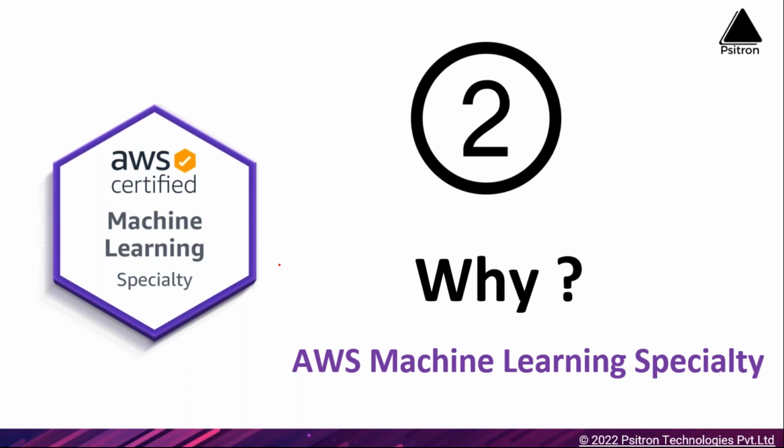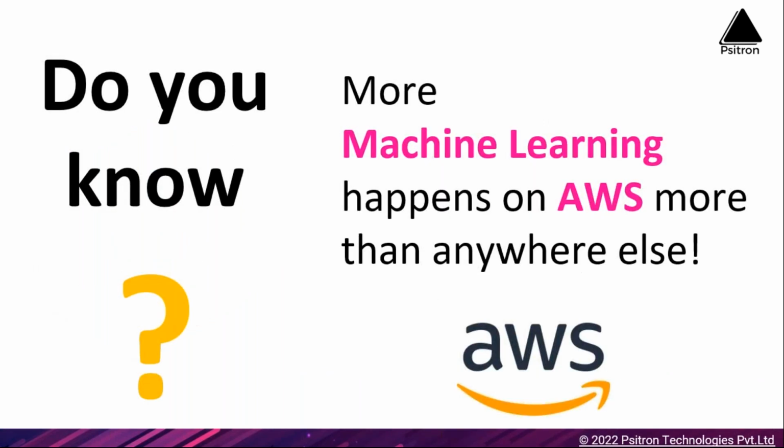First of all, we are aware of the cloud platforms, because there are different cloud platforms available. We know about AWS, that is Amazon Web Services. There is GCP, there is Azure, IBM, and other different cloud platforms. So what is the advantage of AWS? Let's try to understand the uniqueness of AWS first of all. Do you know that more machine learning actually happens on AWS than anywhere else? More machine learning is happening on AWS, not on Azure, not on GCP.